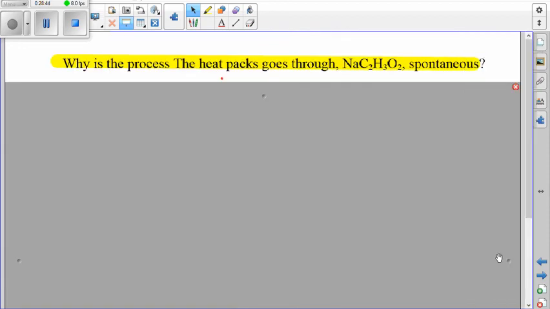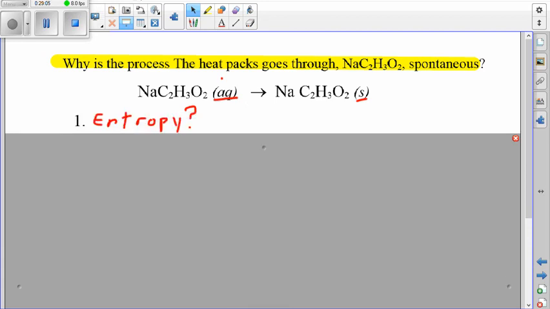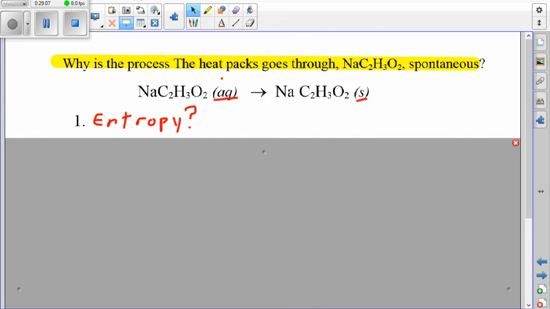What about this one? Why is the process that a heat pack goes through, sodium acetate, spontaneous? Here's the equation for a heat pack. You have sodium acetate aqueous solution. And all it does is it becomes like a crystal sodium acetate. It basically becomes a solid. So it just goes from aqueous to solid, and it will give off heat when it does that. Okay. So talk to me about the entropy. Is this an increase or a decrease in entropy?